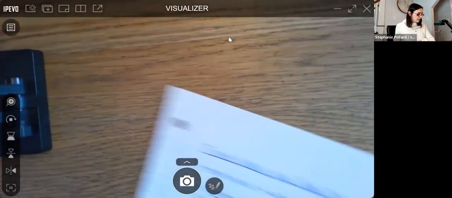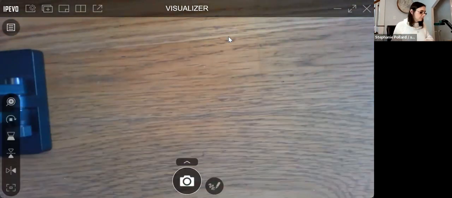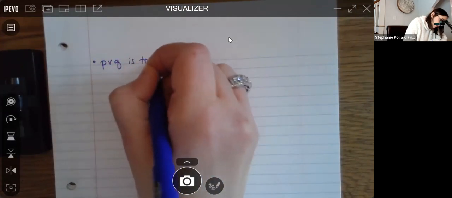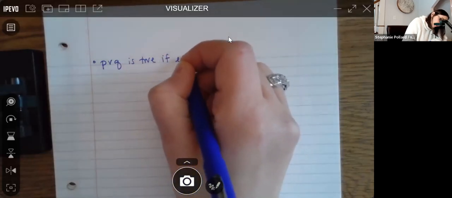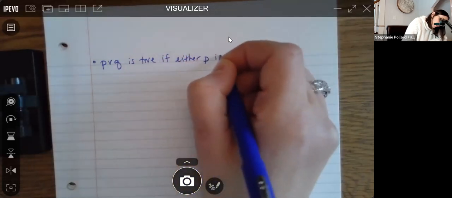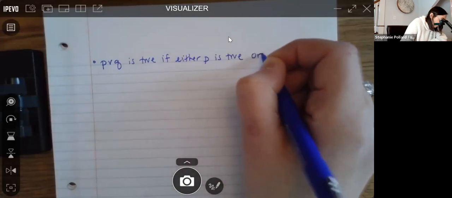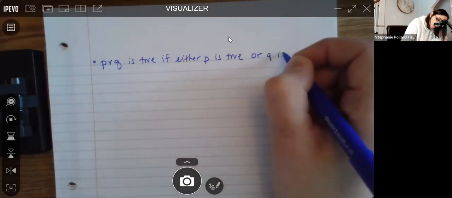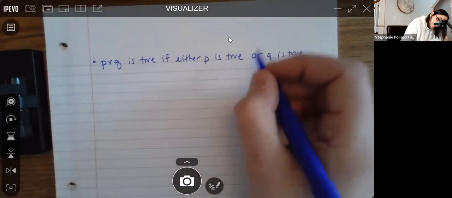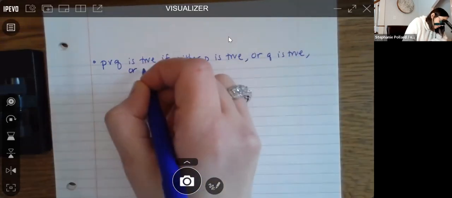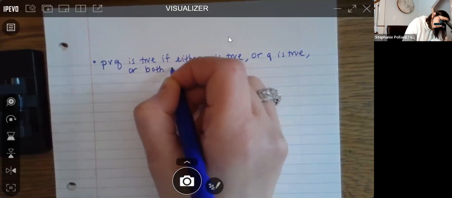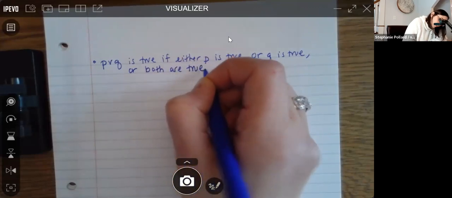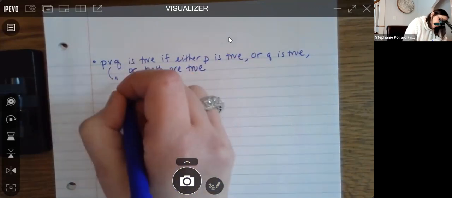All right, let's do an or statement. So this is true if either P is true or Q is true, or they're both true. And again, this is called a disjunction.